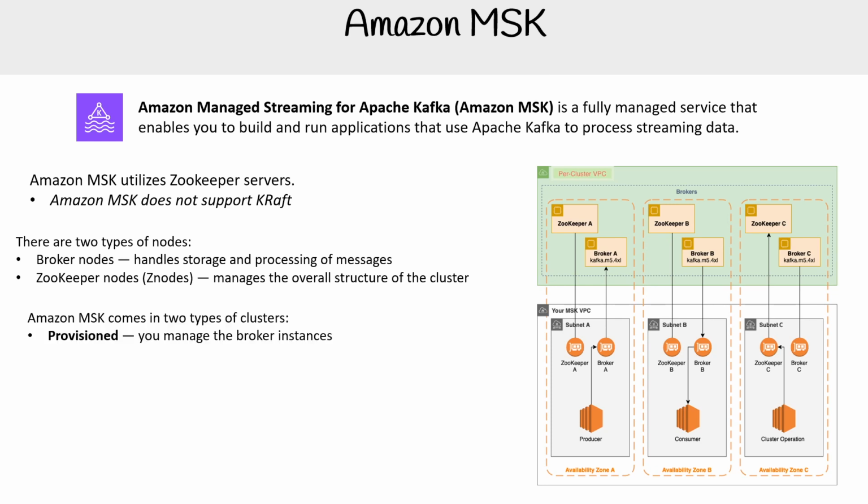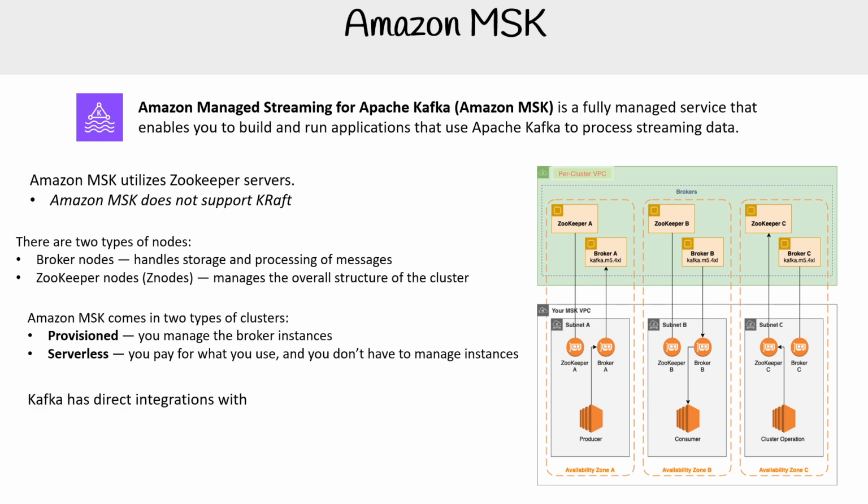MSK comes in two types of clusters. We have provisioned and serverless. You probably have an idea by now of the difference between provisioned and serverless. Kafka has direct integrations with Amazon S3 and EventBridge Pipes, so those are two ways you can get data into it.